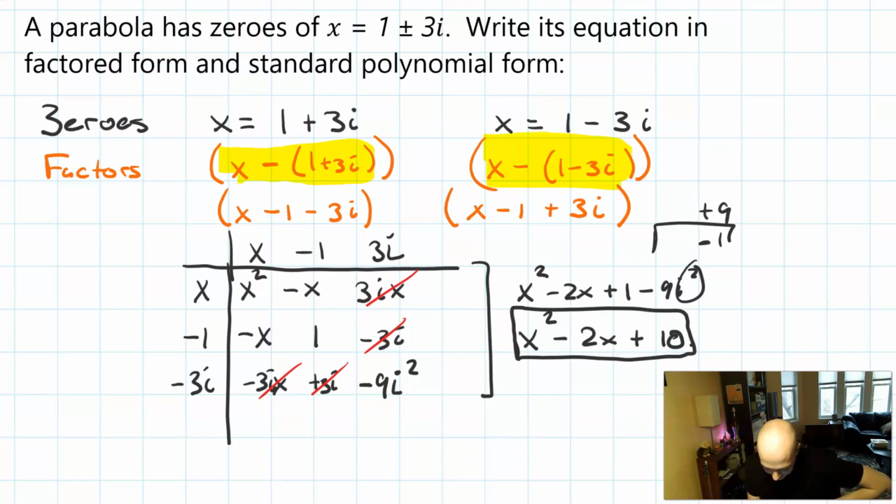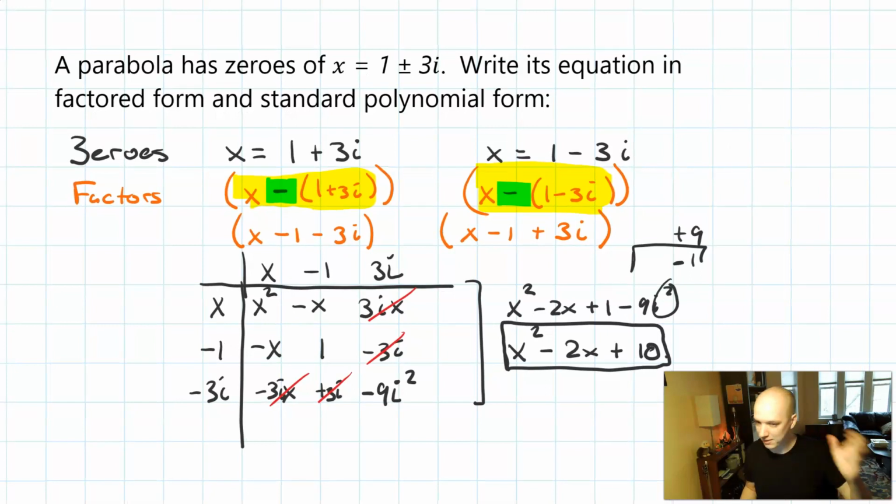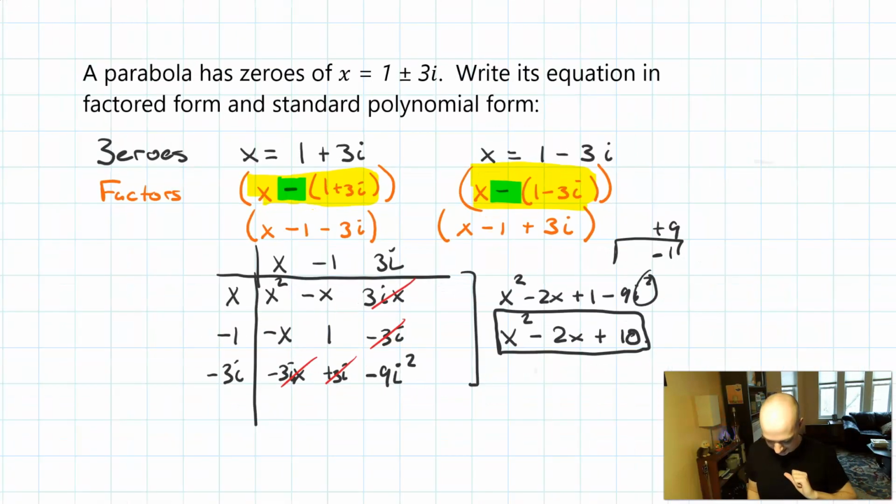Factors are always of the form x minus something, and then you put the zero in, and then you can start to simplify. So just watch out for that. This concludes Complex Number Fun Time. I hope you've enjoyed it.